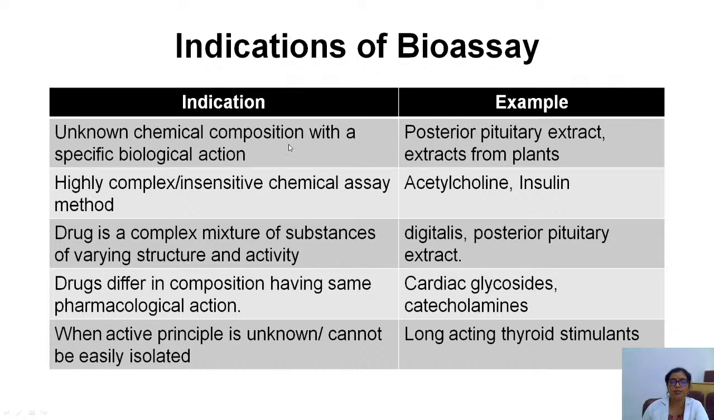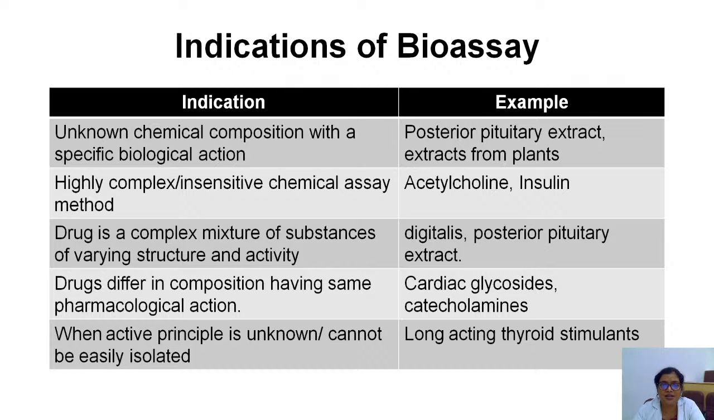Like for example, you have some extract. You don't know the exact ingredients of the extract. It can be a mixture of multiple ingredients, but it has a specific biological action. Wherever the chemical composition is not known, you cannot use a chemical assay or a physical assay to measure the concentration. There you have to rely on what activity it is producing.